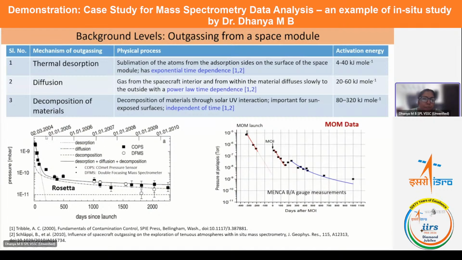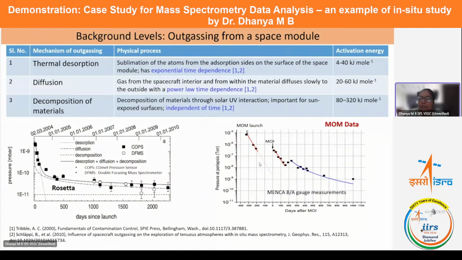You can see this is a measurement from the Rosetta mission. They had a mass spectrometer on the Rosetta mission to a comet. It shows about 2000 days since launch. In terms of pressure, they had a mass spectrometer which measures the pressure. Initially the pressure was high, then it started dropping, and then asymptotically it reached a stable value. From this point to this point is a sharp reduction as the adsorbed species are given away. Now desorption has almost stabilized, and this is the stabilized background. Anything above this level we can interpret as signal.